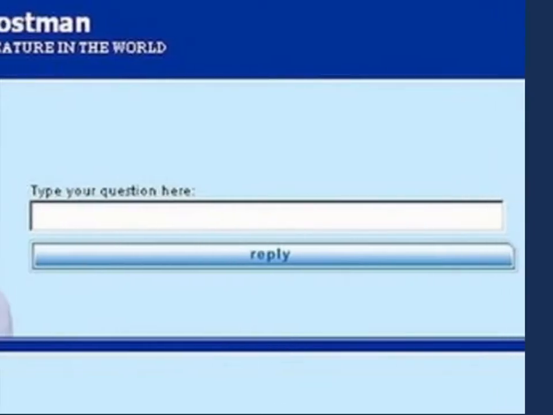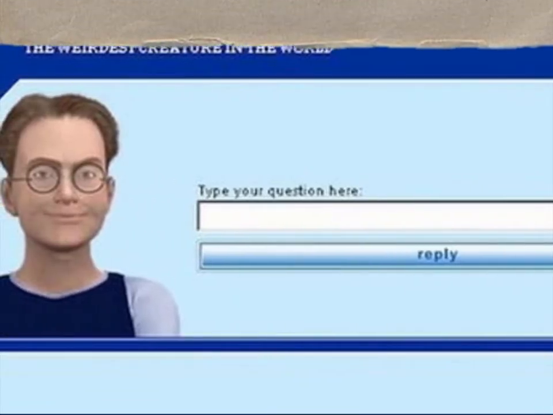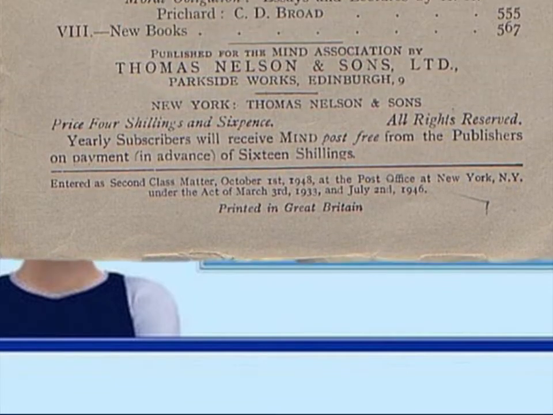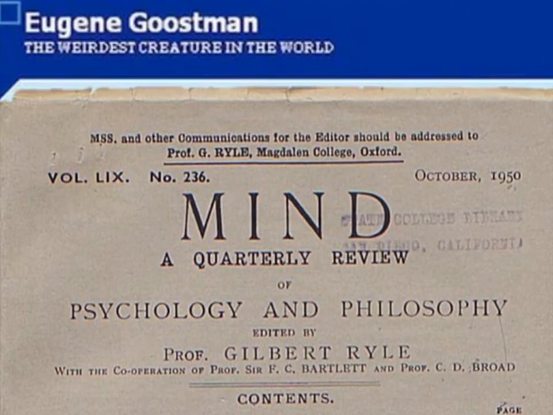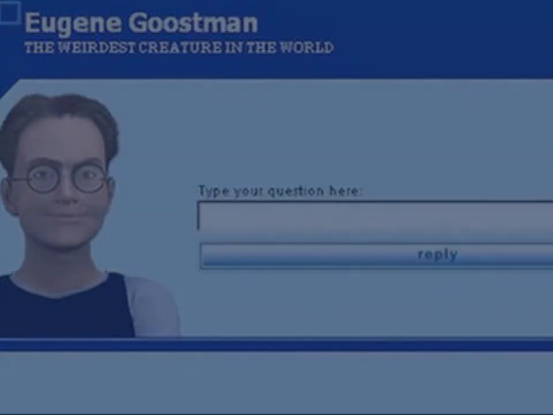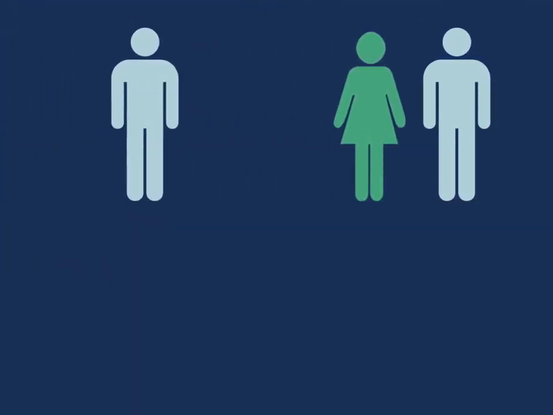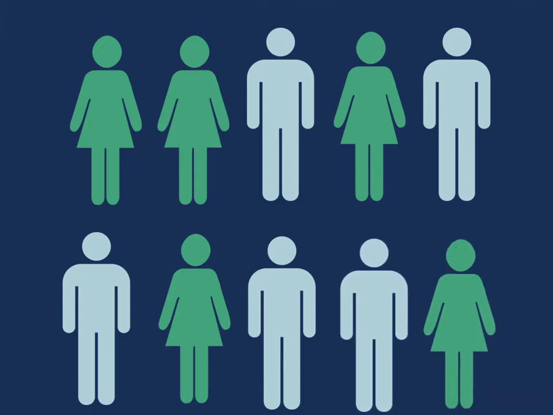Eugene Goostman was a chatbot developed in St. Petersburg, Russia by a group of 3 programmers. On June 7, 2014, at a contest marking the 60th anniversary of Turing's death, 33% of the event's judges thought that Goostman was human. Alan Turing had made a prediction in his 1950 paper Computing Machinery and Intelligence that by the year 2000, machines would be capable of fooling 30% of human judges after 5 minutes of questioning. The event's organizer, Kevin Warwick, considered it to have passed Turing's test as a result.